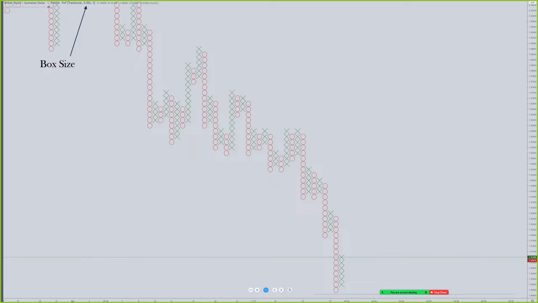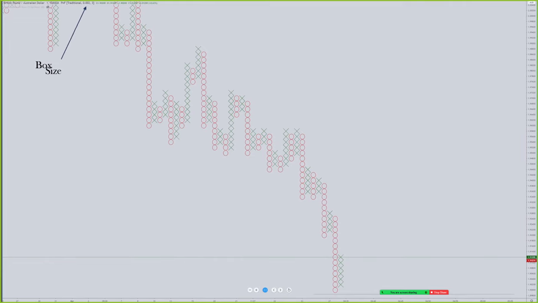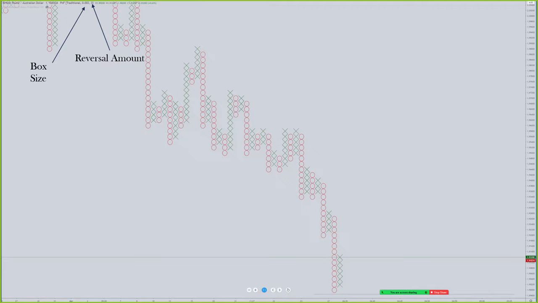I'm going to go over that at some point. But the box size, this is a foreign currency, the British pound, Australian dollar. Here, we are looking at a 20 pip box size chart. Again, how you input the box size is going to be different for each charting software. So this is just on TradingView. Then the reversal amount.